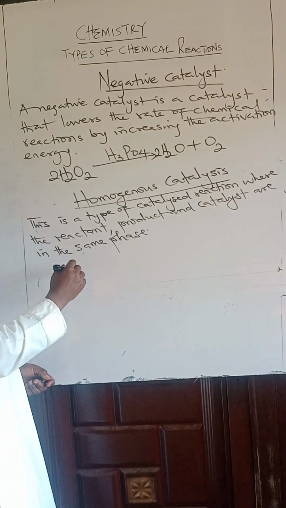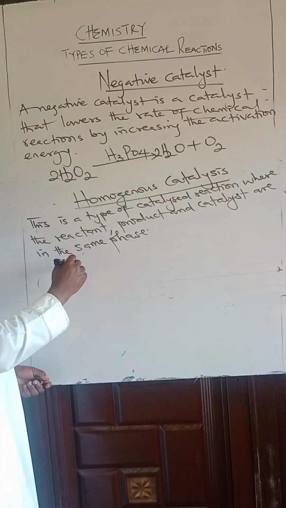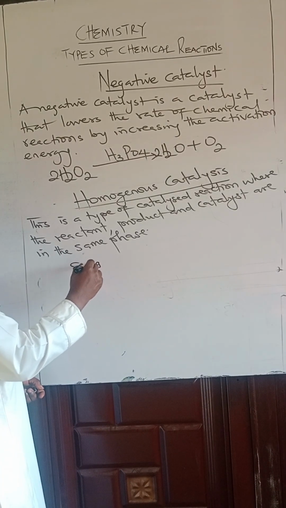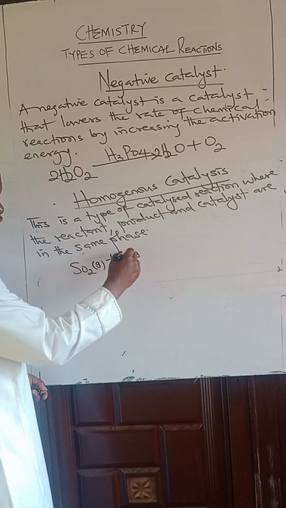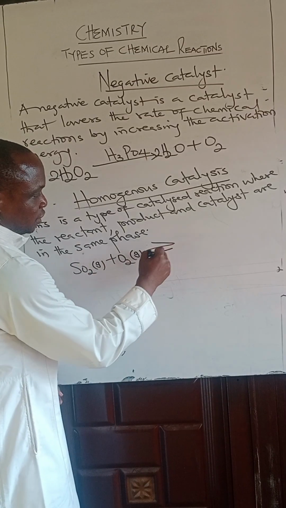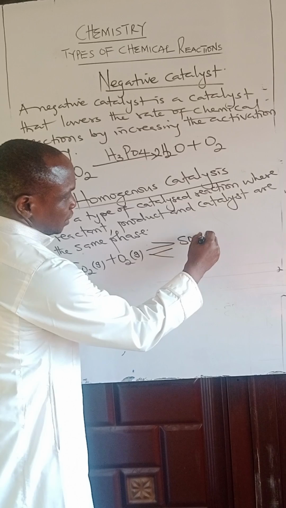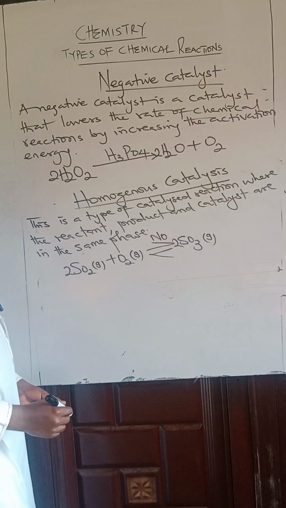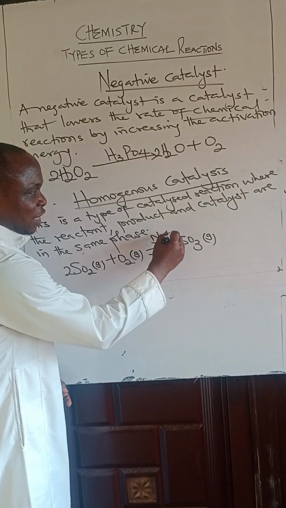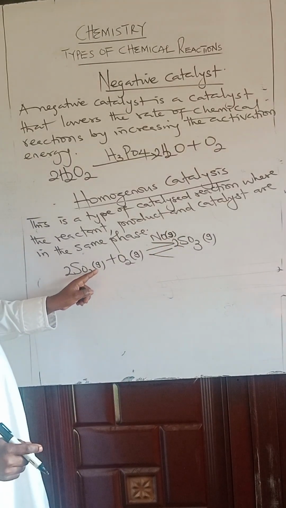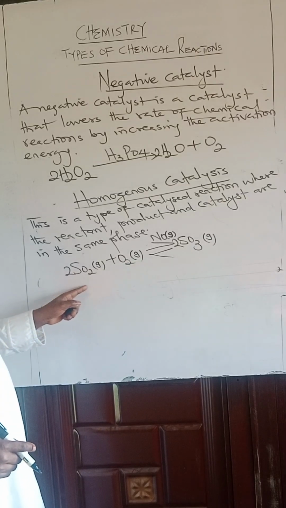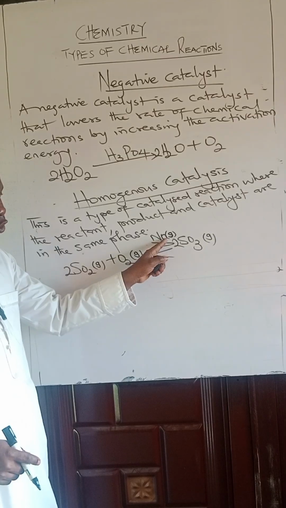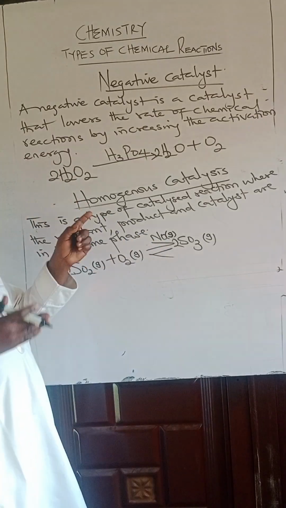A very good example is where we have SO2 gas plus oxygen gas to form SO3 gas, where you balance the equation, and NO, nitrogen(II) oxide, is used as a catalyst. You can see that SO2 is a gas, oxygen is a gas. These are the reactants. The product, sulfur(VI) oxide, is also a gas, and the catalyst is also a gas. So they are in the same physical state. We call it homogeneous catalysis.